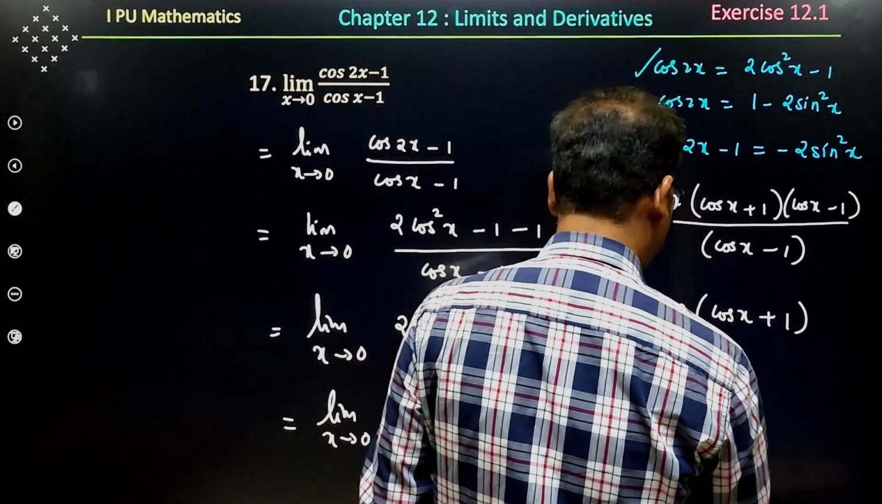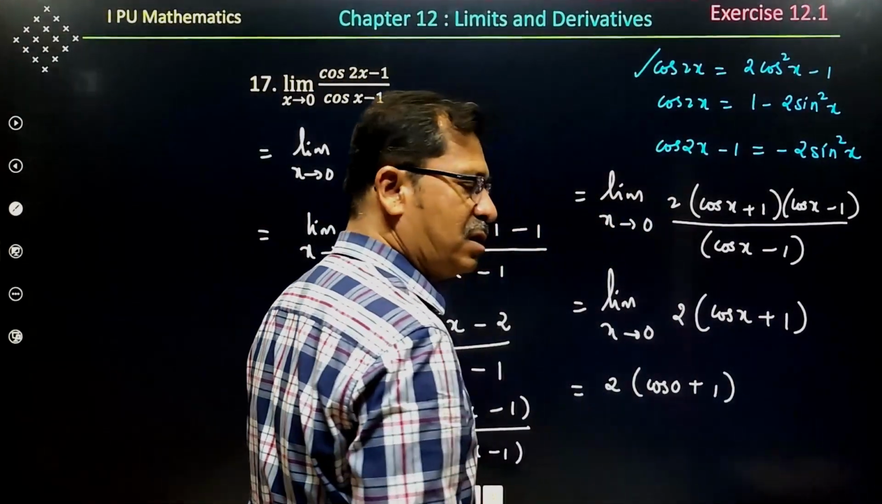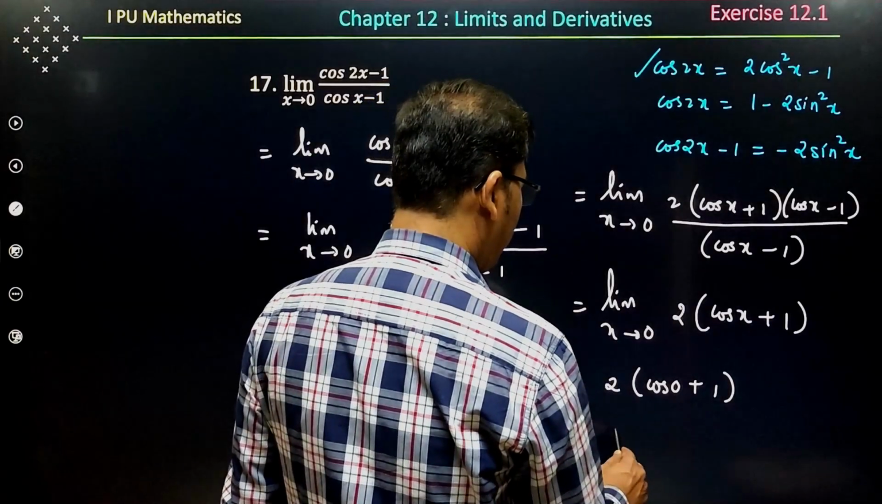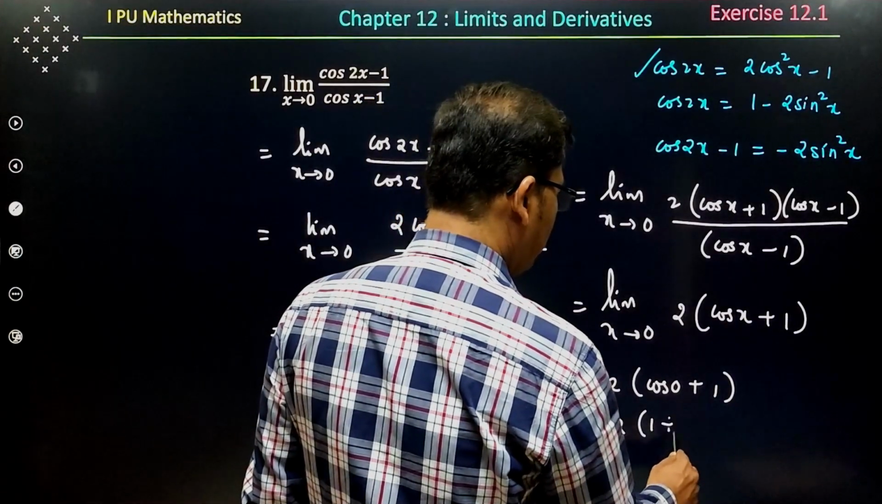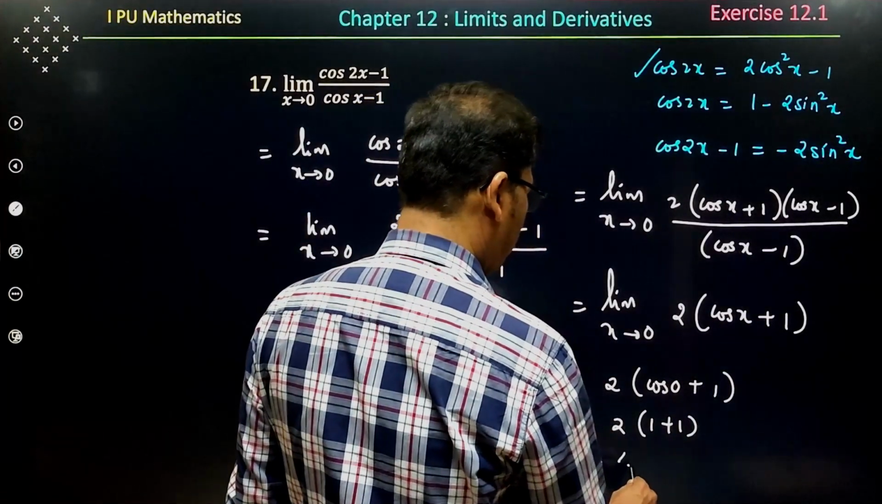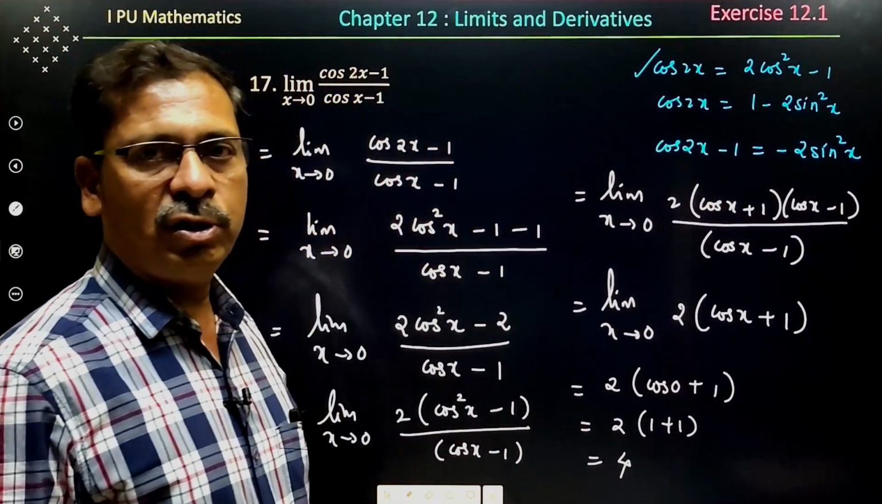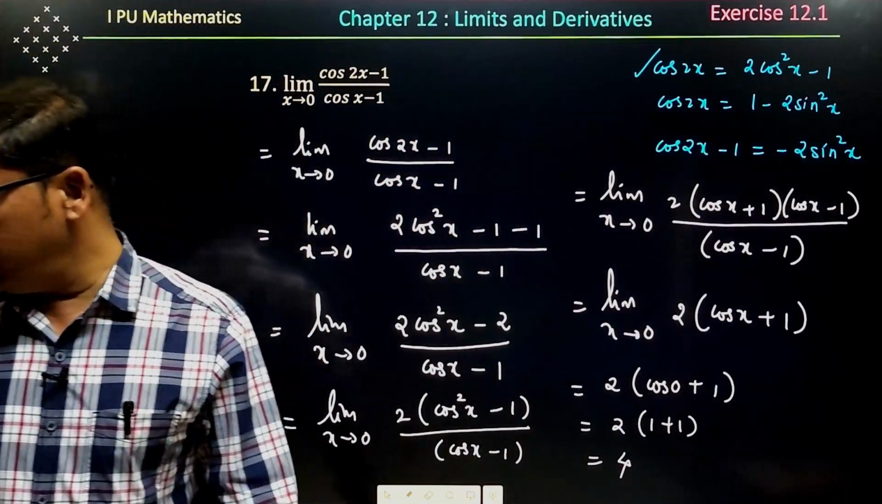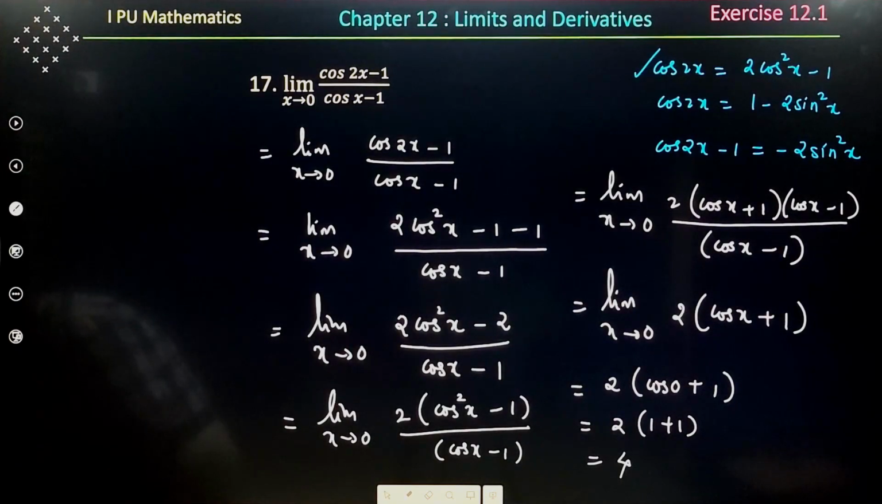Plus 1 as it is, no change in it because it is a constant. So cos 0 value is 1. 1 plus 1 is 2. 2 into 2 is 4. So the final answer for this question is 4. So this is what the solution for this example.